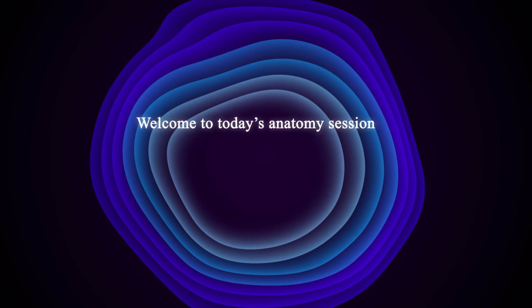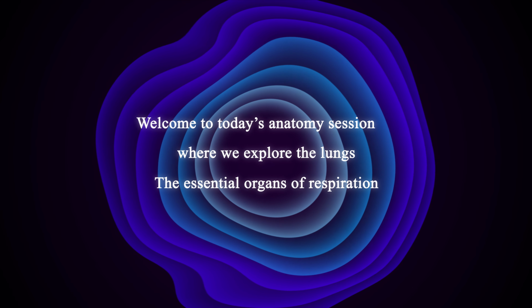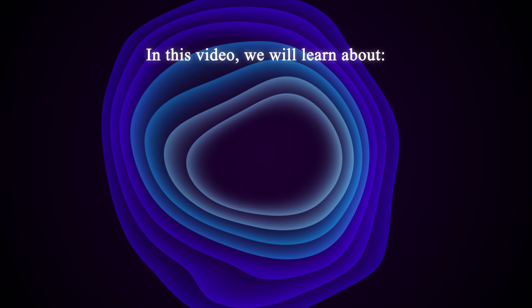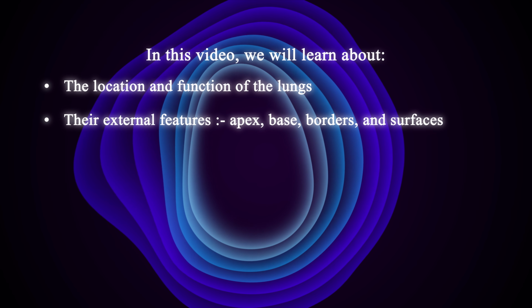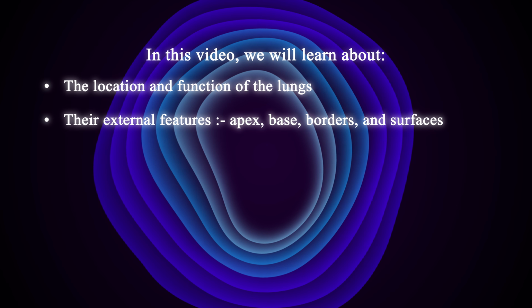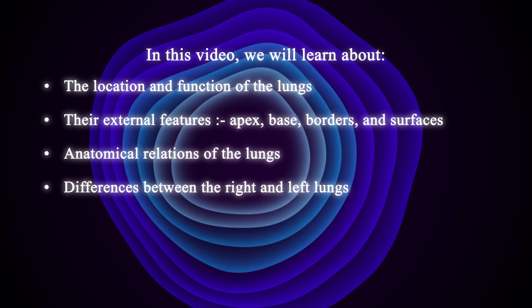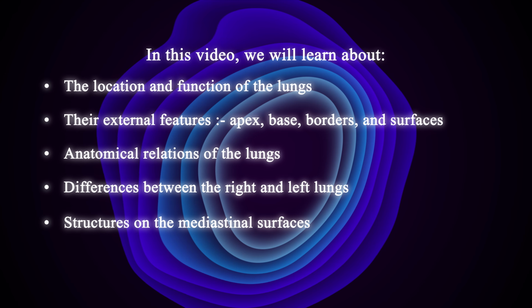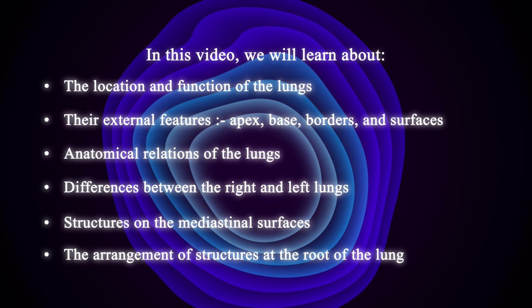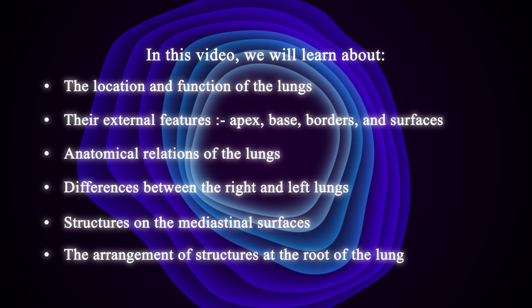Lungs. Welcome to today's anatomy session where we explore the lungs, the essential organs of respiration. In this video, we will learn about the location and function of the lungs, their external features, apex, base, borders, and surfaces, anatomical relations of the lungs, differences between the right and left lungs, structures on the mediastinal surfaces, and the arrangement of structures at the root of the lung. Let's begin our journey into the anatomy of the lungs.